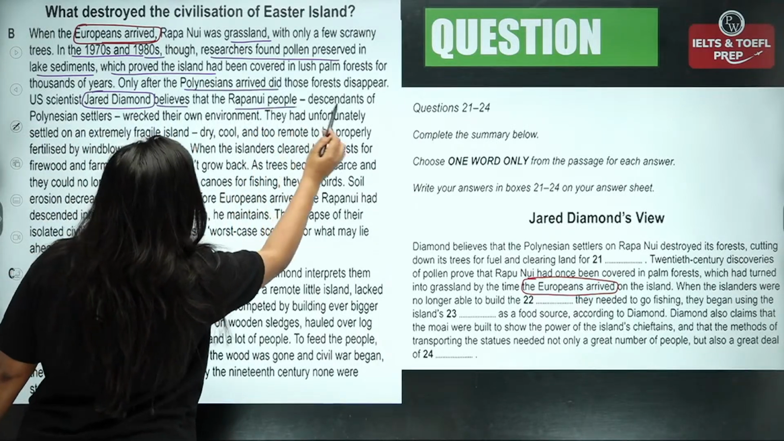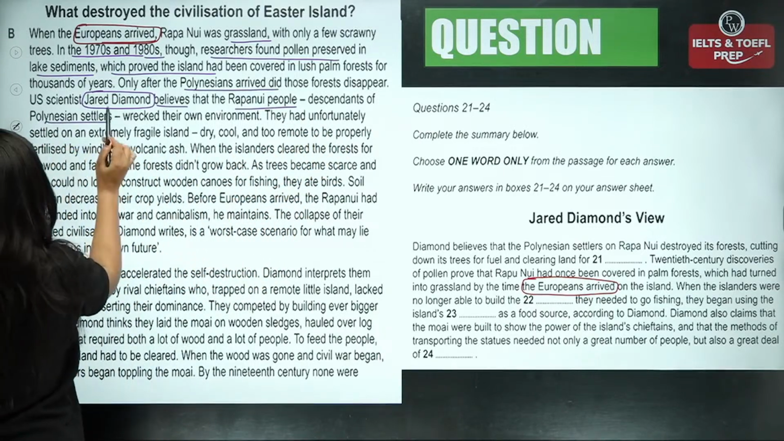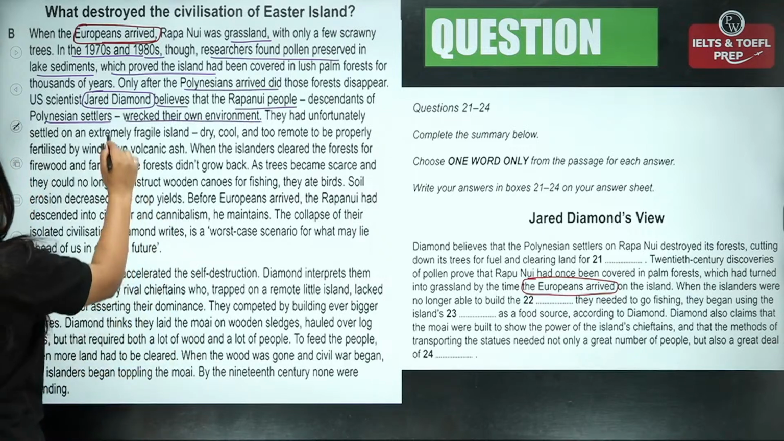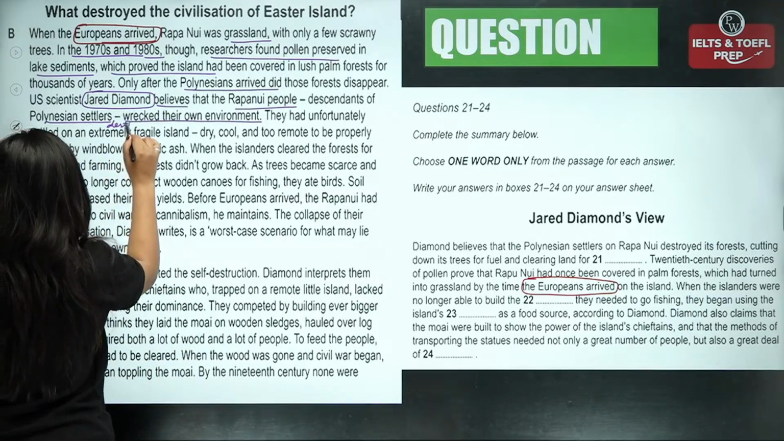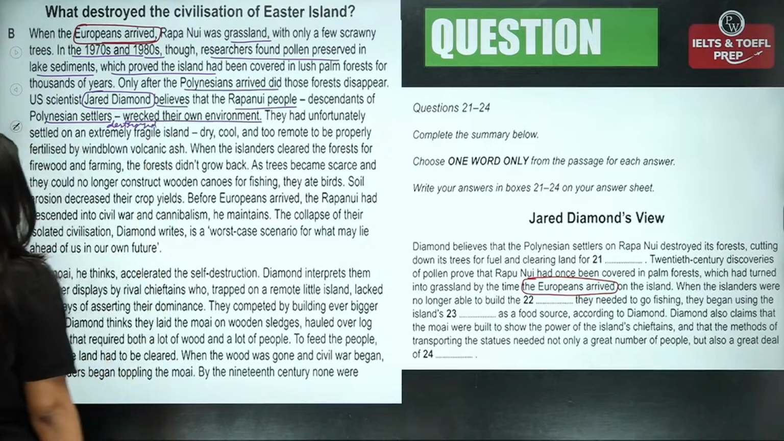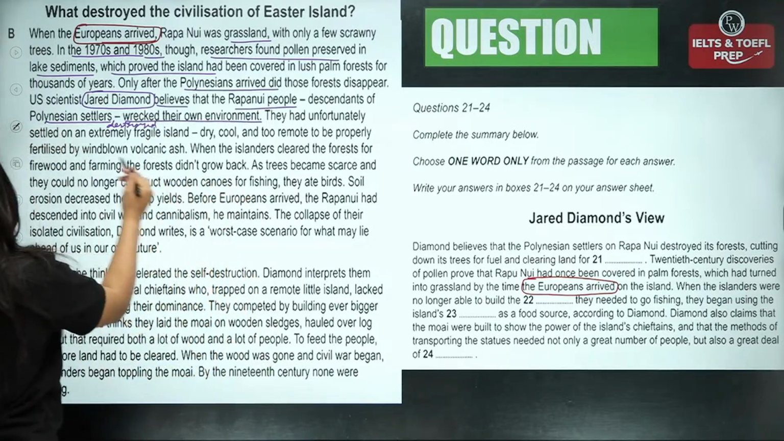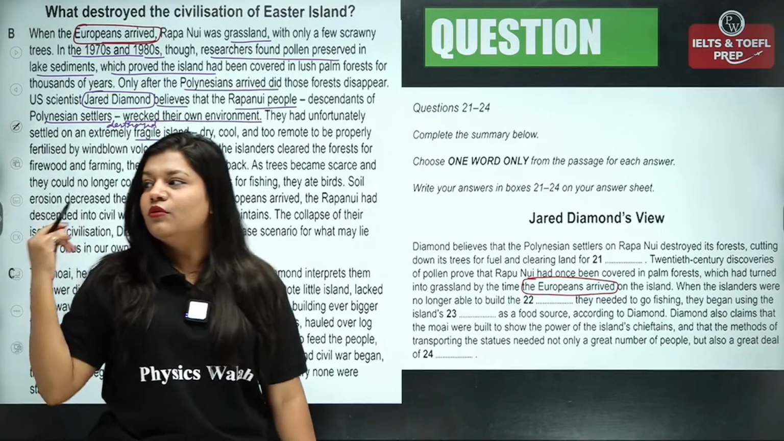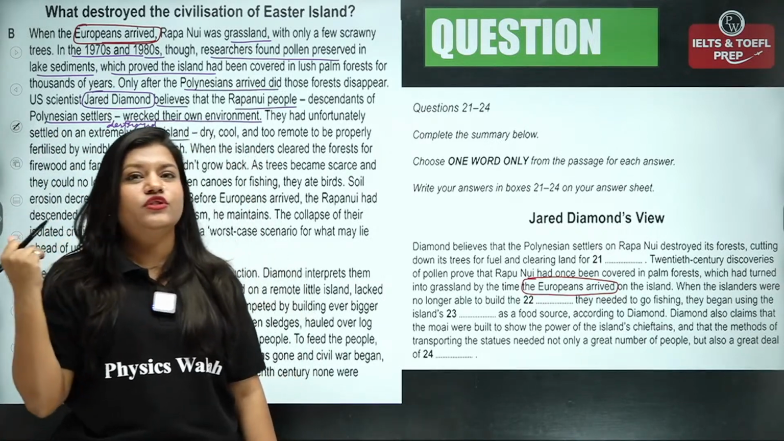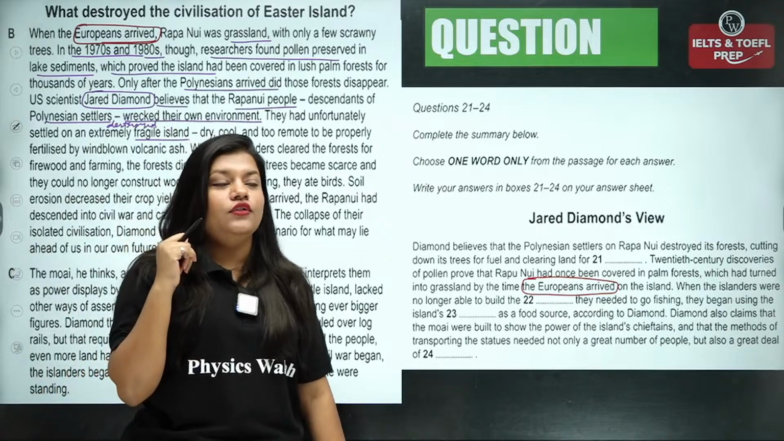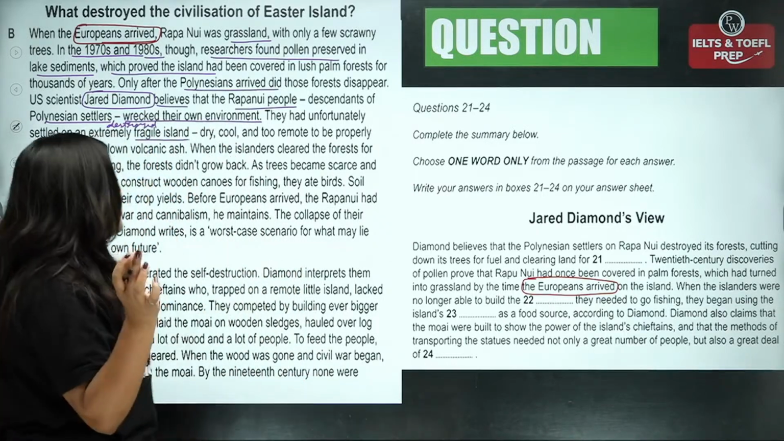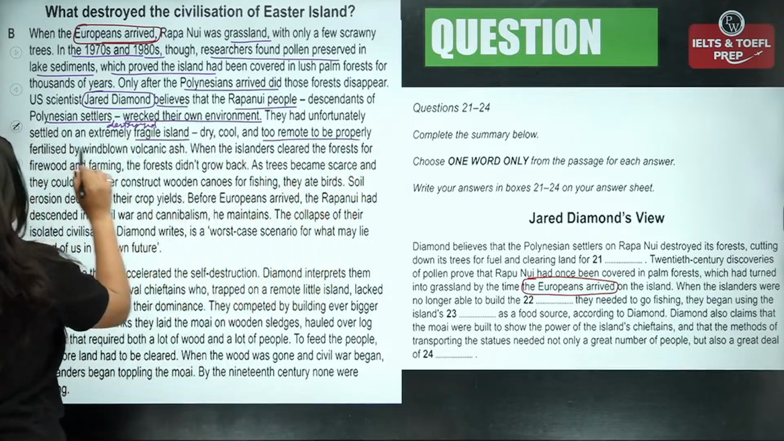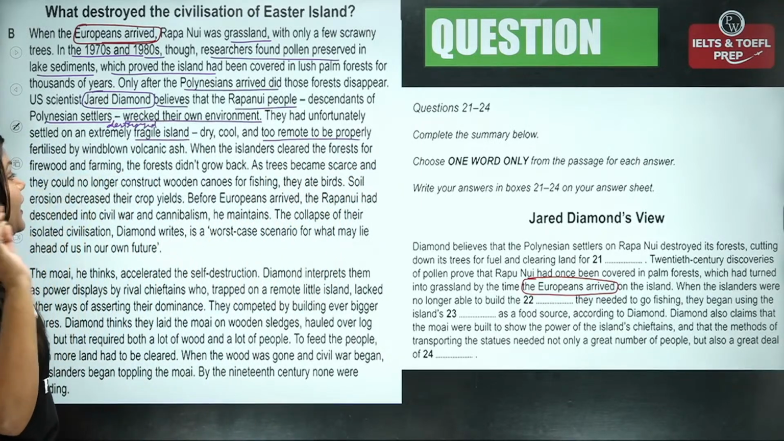Now, believe that Rapa Nui people, descendants of Polynesian settlers, wrecked their own environment. Wrecked means destroyed their own environment. Okay, destroyed their own environment. They had unfortunately settled on an extremely fragile island. Fragile means something which is very soft or very vulnerable, something very delicate, that is what is known as a fragile island. Dry, cool and too remote to be properly fertilized by wind-blown volcanic ash.